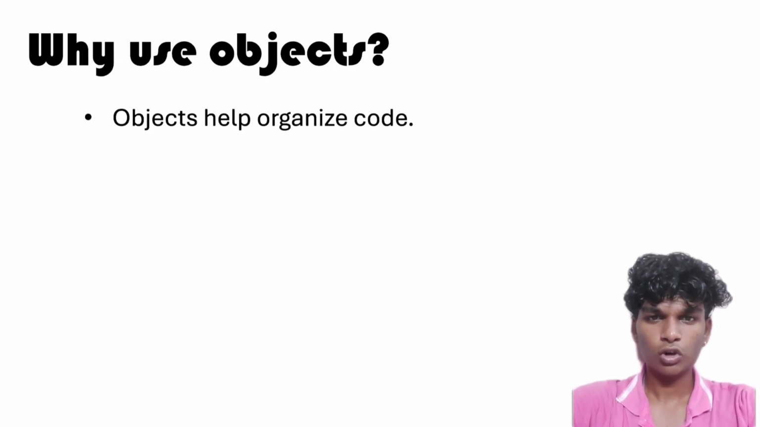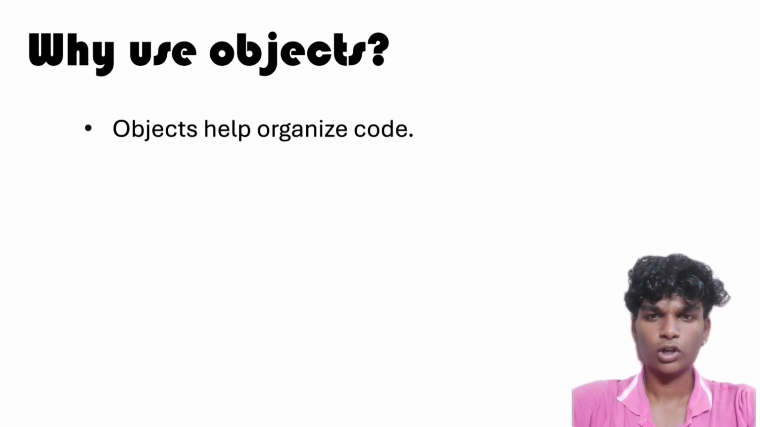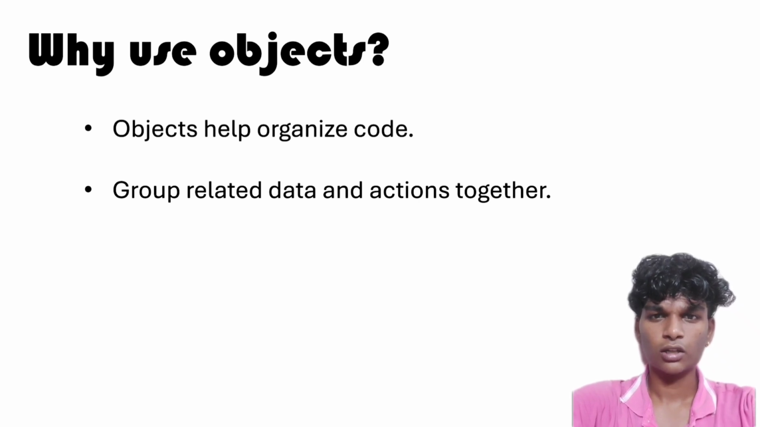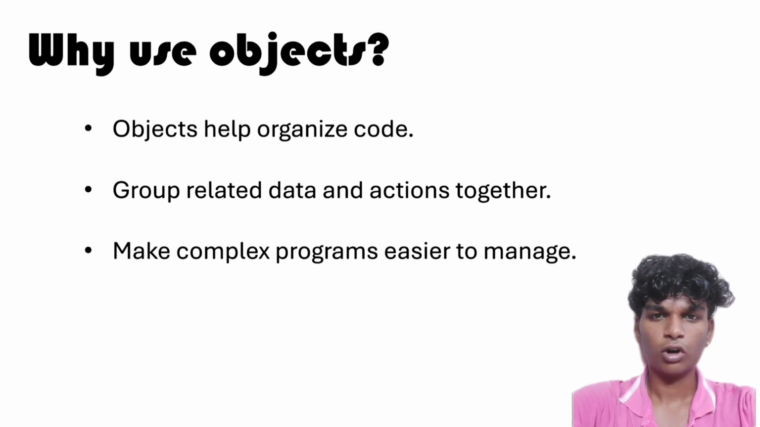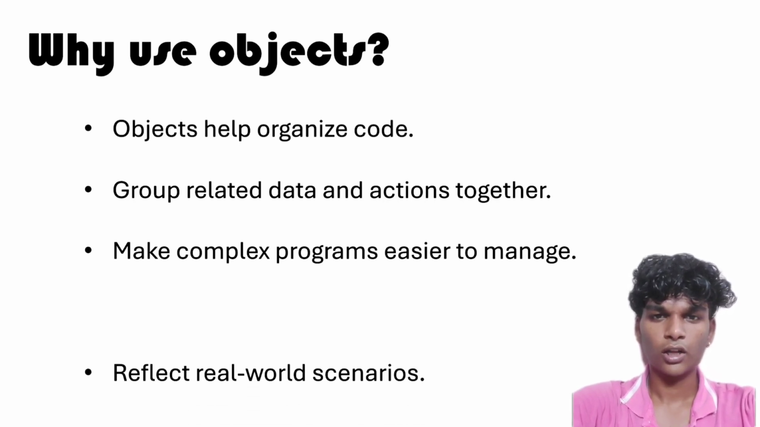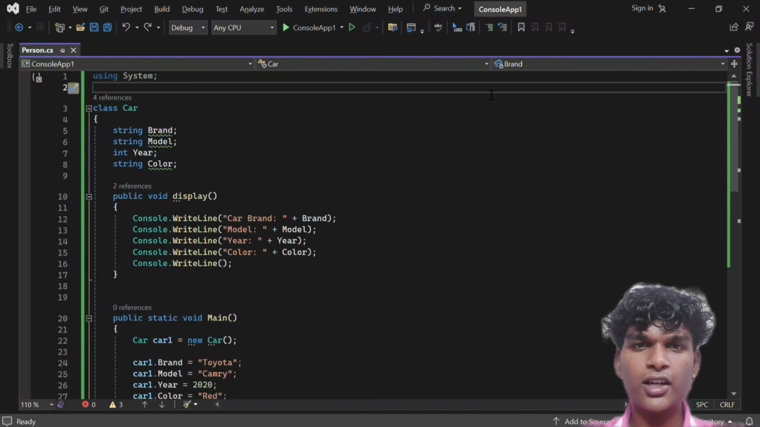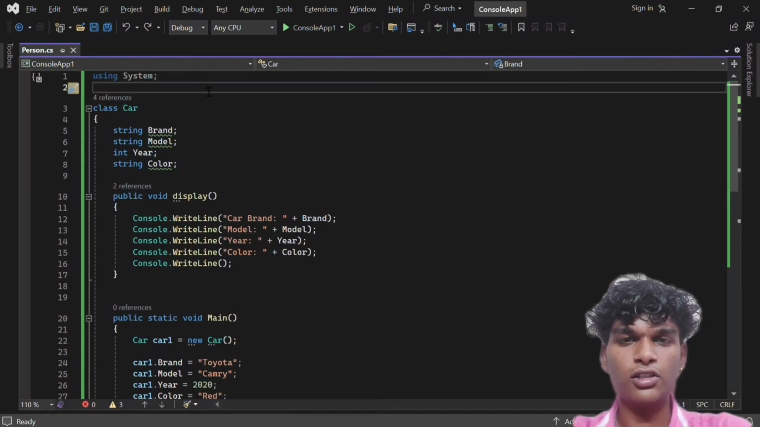Now, why do we use objects? Objects are incredibly useful because they help us organize our code more effectively. They allow us to group related data and actions together, making our programs easier to manage. For example, instead of keeping track of a car's color, model, and driving behavior separately, we can bundle them all into a car object. This not only makes our code more organized, but also helps us model real-world scenarios more accurately.